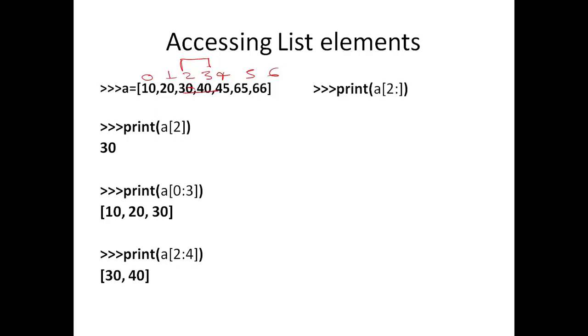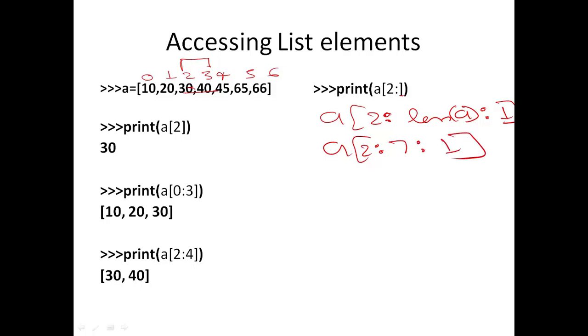Similarly, we can write A[2:]. In this case, I have omitted the end value and the default step value. So this is equivalent to 2 colon len of the list, colon 1, so you can say it is equivalent to 2 colon 7 colon 1. You can guess the answer. That means the elements starting from index 2 up to the last element of this list, that is 30, 40, 45, 65 and 66.